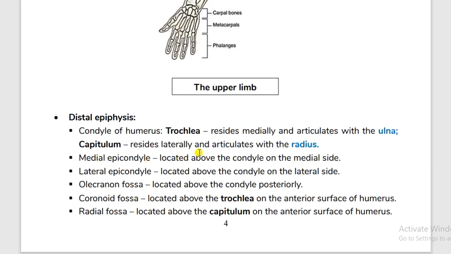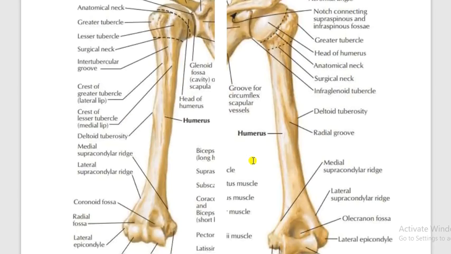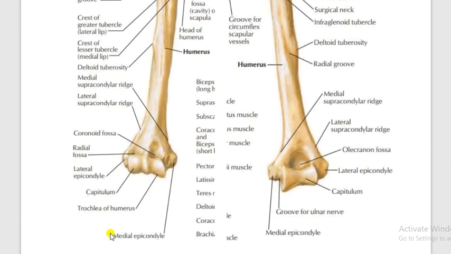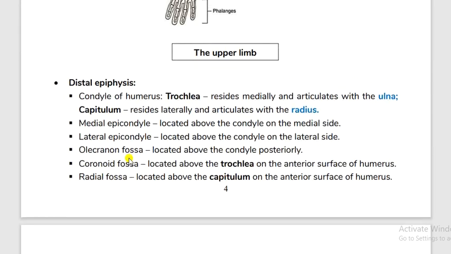The medial epicondyle is located above the condyle on the medial side, and the lateral epicondyle is located above the condyle on the lateral side. This is the condyle of the humerus, the medial epicondyle and the lateral epicondyle of the humerus.